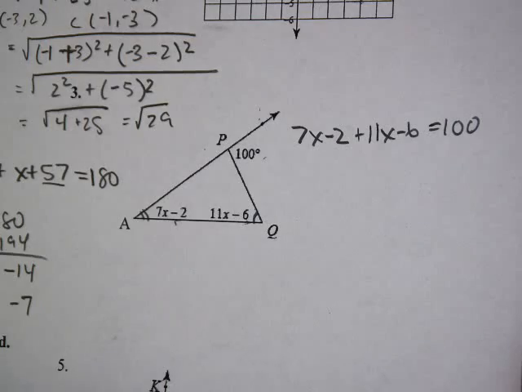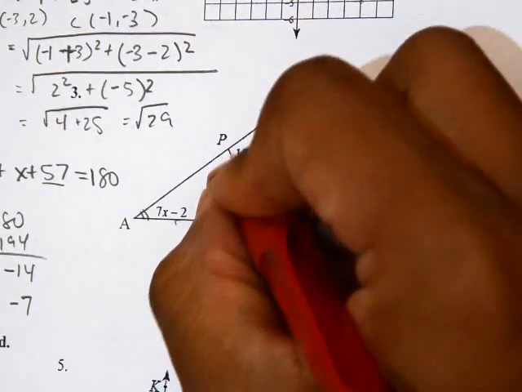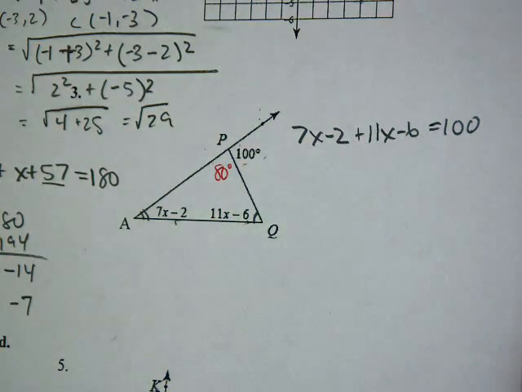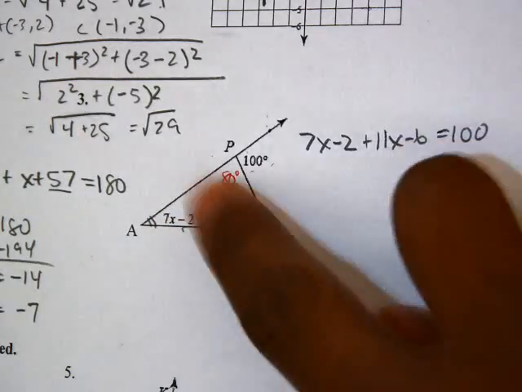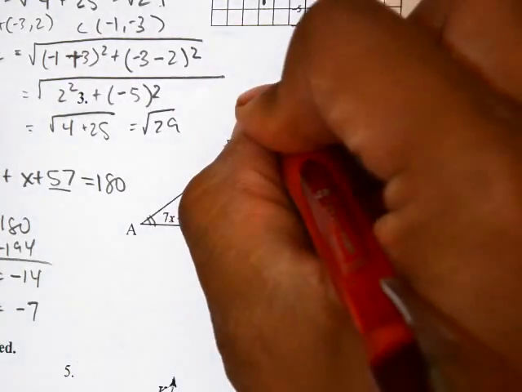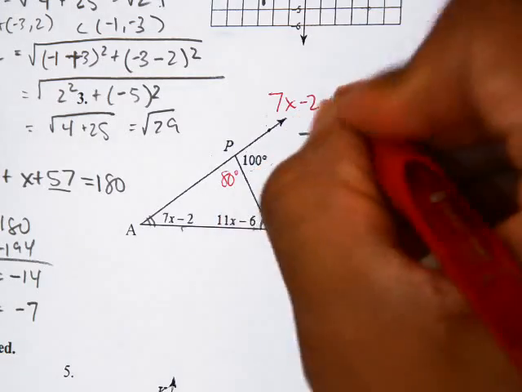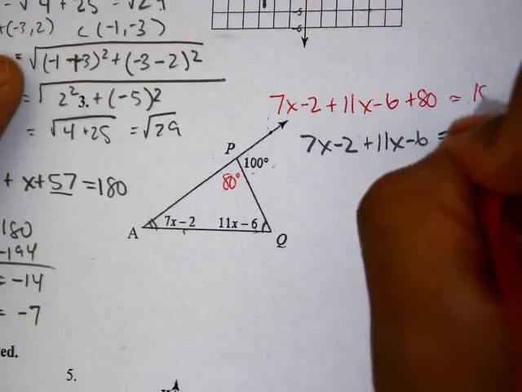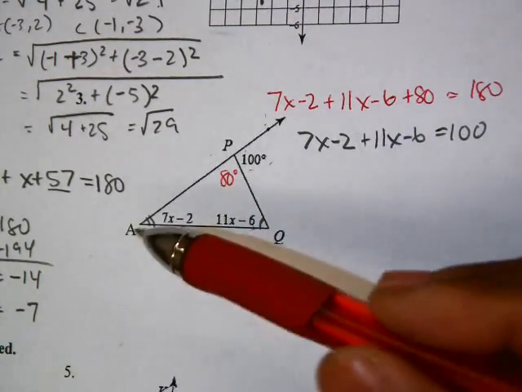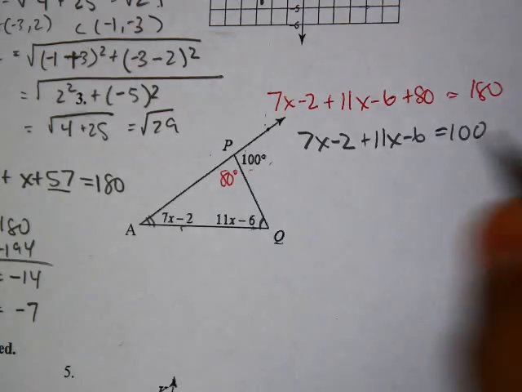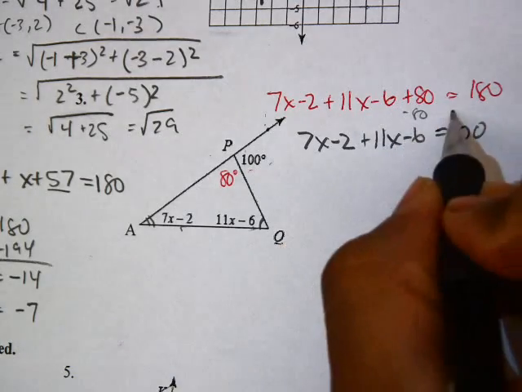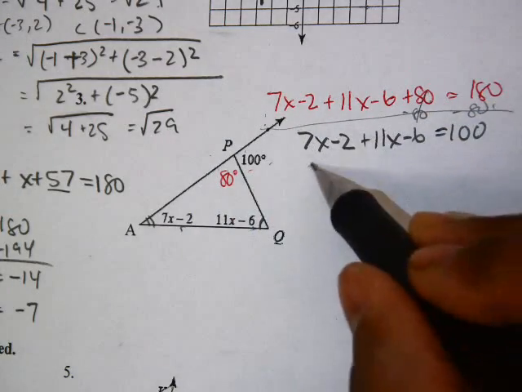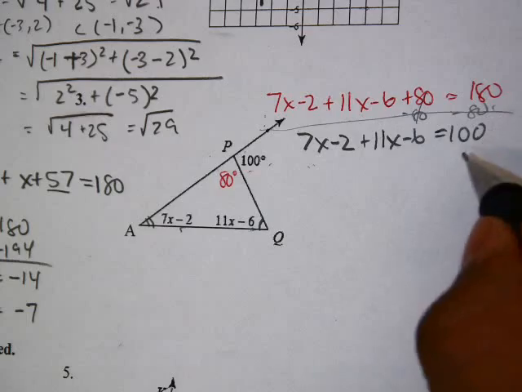Another way I could have solved this is to figure out that since this is 100, being a linear pair, this has to be 80 degrees. Then I could just work with all the inside angles in a triangle. I could have done 7x minus 2 plus 11x minus 6 plus the 80 should add up to equal 180 degrees, because all the angles inside a triangle add up to 180 degrees. Notice if I started off like that and subtracted 80 from both sides, I would end up with 7x minus 2 plus 11x minus 6 equals 100.